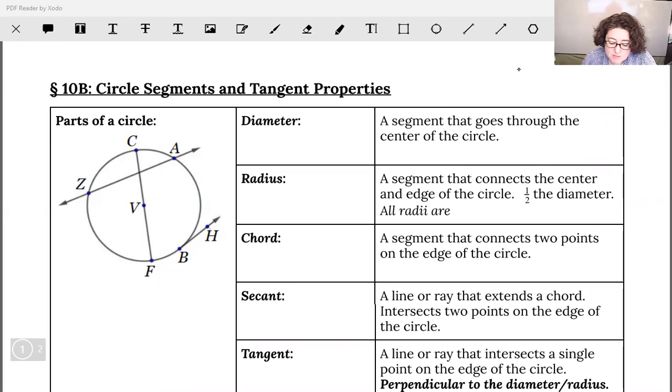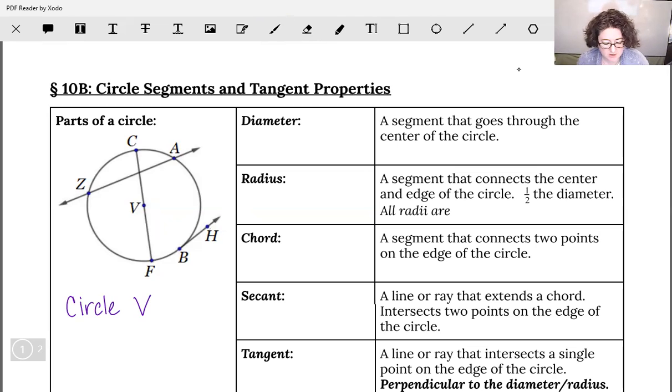So again, we know the diameter is always going to go all the way across a circle. It's always going to be a segment that also goes through the center of that circle. So in the diagram we have to the left, let's label the circle. We have our center point V. So we would probably call this circle V for the center. And usually when we name circles, we name it by the center rather than all the extra letters that may be labeling points around that circle.